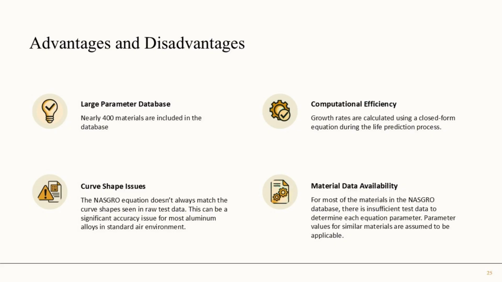So again, the biggest advantage here is a large database with nearly 400 materials that they have parameters for. And it's sufficient because it's a closed form equation. But as I said, there are curve shape issues, and whether or not that equation will actually match the shape of the curves that exist when you do an overlay. If you overlay the raw data, as I showed you, you can see it might come up short in certain areas.